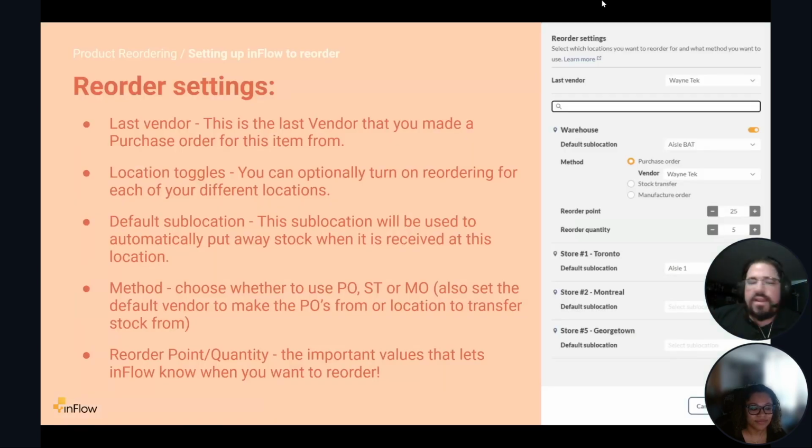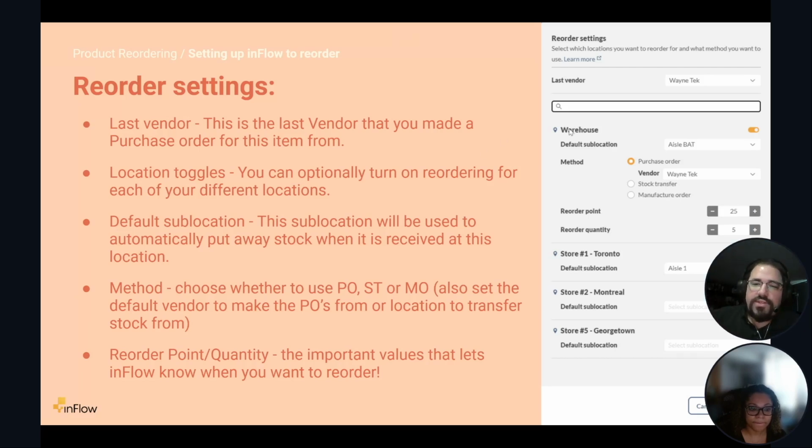Now, this is a quick view of what the reorder settings screen actually looks like. You'll notice it has a bunch of different fields, but the main ones to highlight are, at the top, last vendor. This is the last vendor that you made a purchase from for this product. You can change it in here. It will change based on every purchase order that you make, so you don't have to change it, but it gives you a reminder of which one you purchased from last.